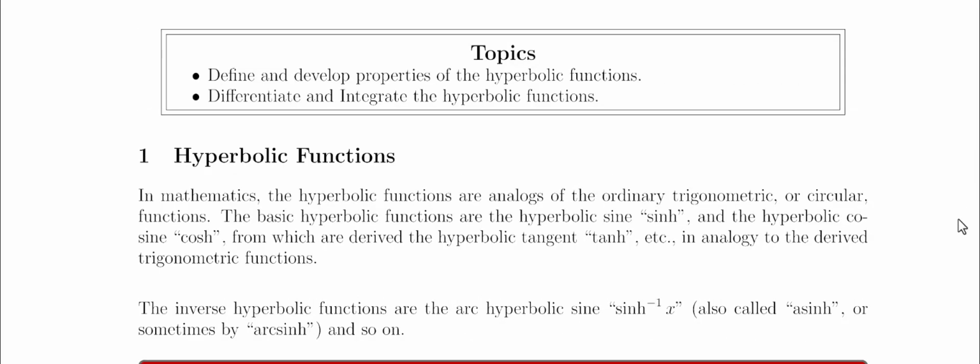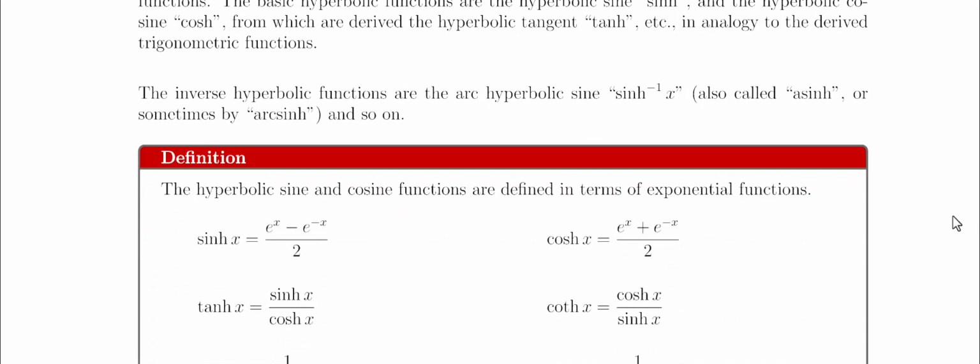Now, the hyperbolic functions will also have inverses, and the inverse hyperbolic functions are the arc hyperbolic sine, sinh inverse of x, sometimes called asinh or arc sinh, and so on. Now let's take a look at the way that these hyperbolic functions are defined. As we will see, they will share a lot of similar properties to their trigonometric counterparts, but they will not be trigonometric functions and instead will be defined in terms of exponential functions.